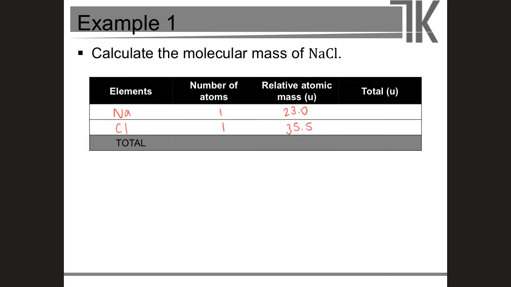The relative atomic mass of chlorine is 35.5. So in order to calculate the total, we're going to go this number times that number goes in there. This number times that number goes in there. So we've got 1 times 23.0 gives us 23.0, and 1 times 35.5 gives us 35.5. And then we can add those up for the total of 58.5. So our molecular mass of sodium chloride is 58.5 atomic mass units. Now this one's a bit simple because there's only 1 sodium and 1 chlorine inside that molecule. So we're going to do another example with something that's a bit more complicated.